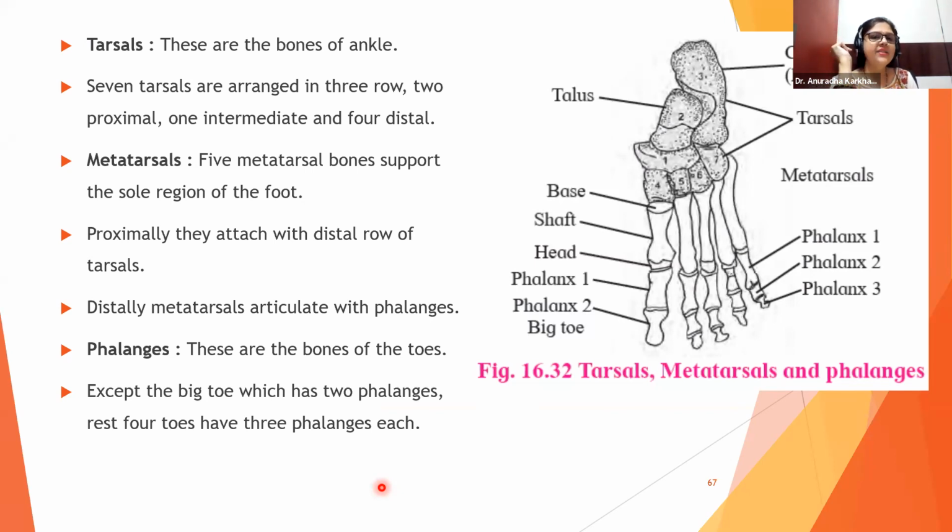7 tarsals are arranged in 3 rows. See, in the wrist we have what? 8 carpals in 2 rows. Here 7 tarsals in 3 rows. So there it is 8, here it is 7. 2 proximal, 1 intermediate, and 4 distal. Now, here in the diagram also you can see 1, 2, 3, 4, 5, 6, 7 in a row. Okay? Metatarsals, 5 metatarsal bones support the sole region of the foot.